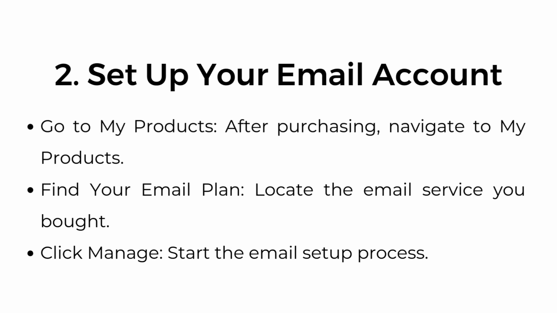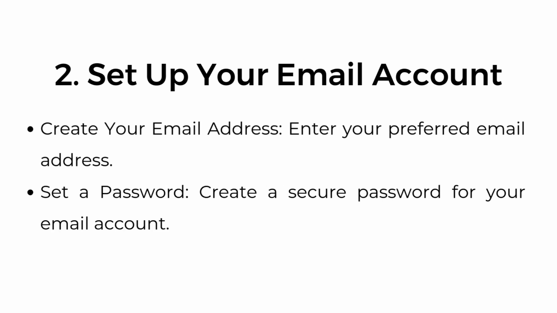2. Set up your email account. Go to My Products. After purchasing, navigate to My Products. Find your email plan. Locate the email service you bought. Click Manage. Start the email setup process. Create your email address. Enter your preferred email address. Set a password. Create a secure password for your email account.